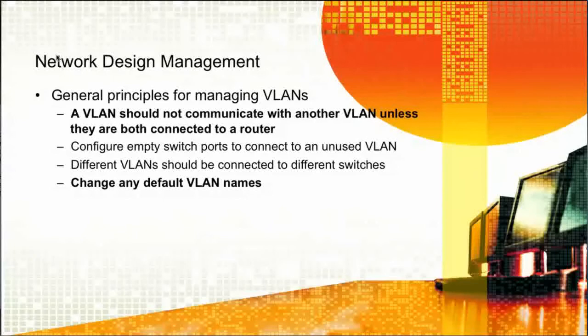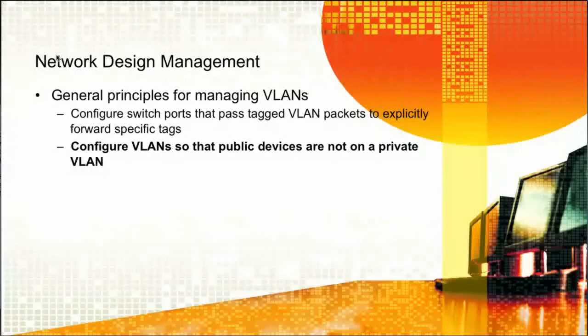Some of the general principles for managing VLANs are that a VLAN should never communicate with another VLAN unless they're both connected to a router, and you should change any default VLAN name. It's also a good practice to disable VLAN 1, for instance, and assign the default VLAN to another number. You'll also want to configure VLANs so that public devices are not on a private VLAN. This is where you'll see the employ of internal and external DMZs, for instance.